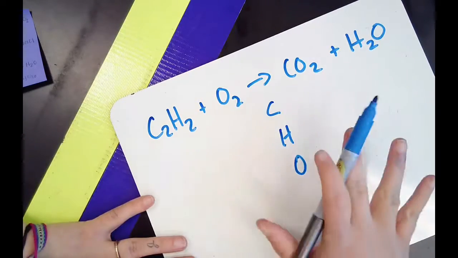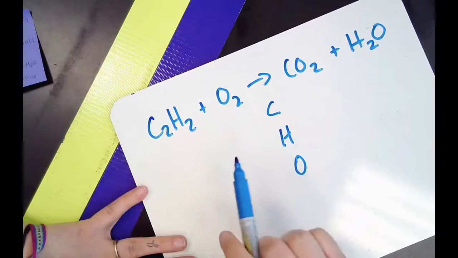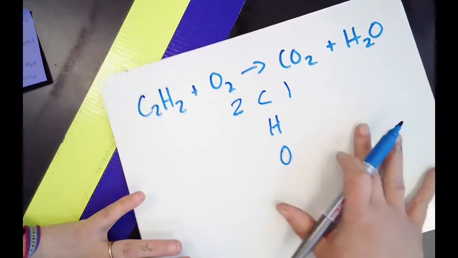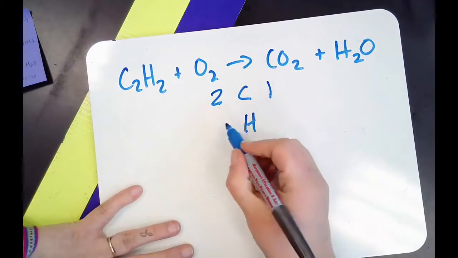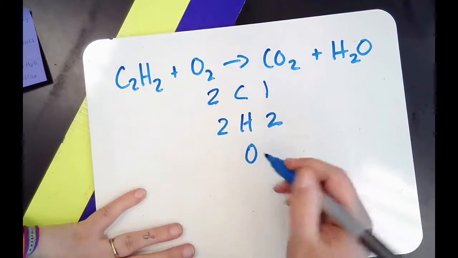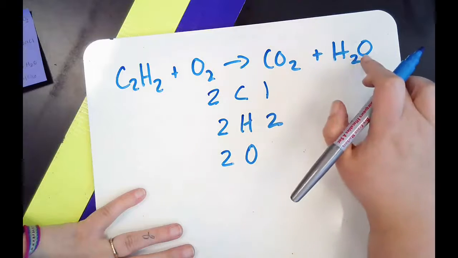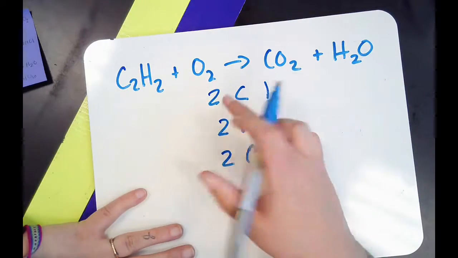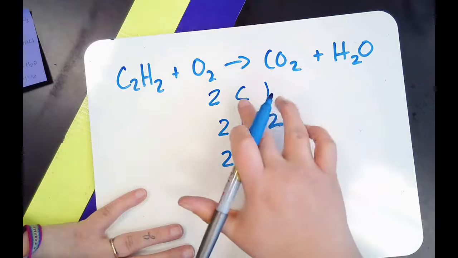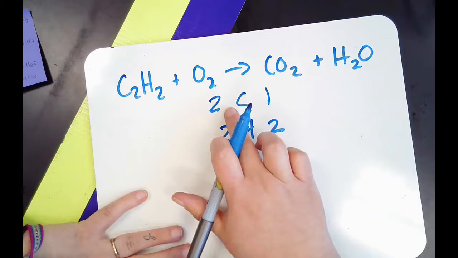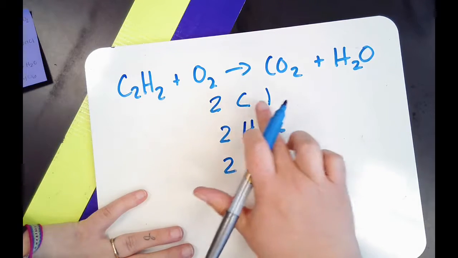Let's count. We have 2 carbons over here, 1 over there. I have 2 hydrogens over here, 2 over there. Okay, 2 oxygens here. I have 1, 2, 3 oxygens over here. Okay, let's pick carbon. I always start at the top. Who knows why? Let's try to balance carbon first. Sometimes that works out to my advantage, sometimes it doesn't, but you just have to work it out and see. I have 2 carbons over here and 1 over here. The only way to make a 1 turn into a 2 is to multiply it by 2.